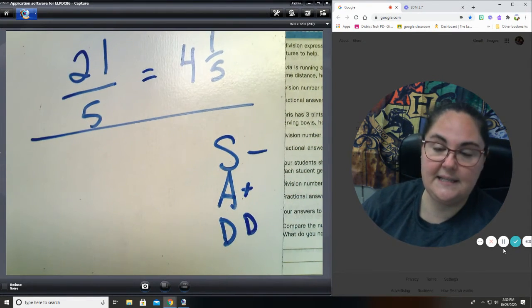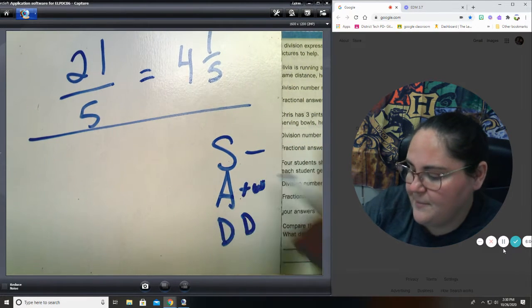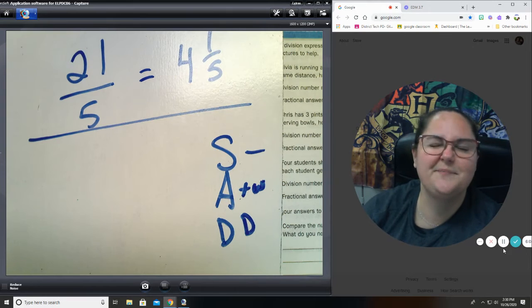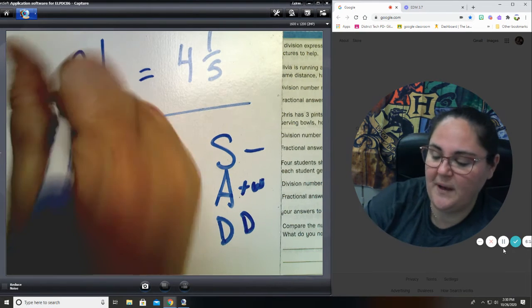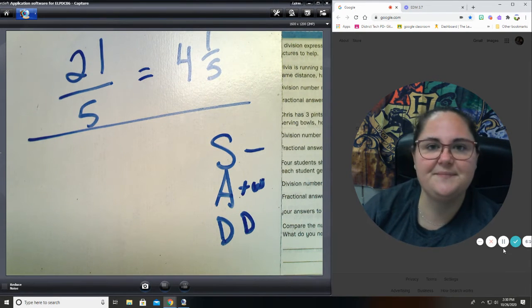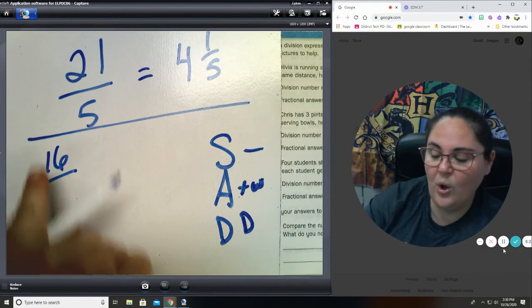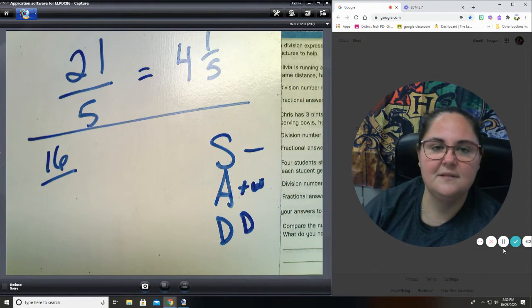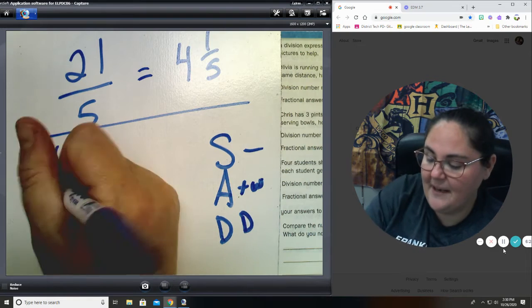What that means is subtract and add a whole. Some people say last year they were SWID. What that means is you're going to subtract these two numbers, 21 minus 5. What's 21 minus 5? 16. Add a whole. Do I have any whole numbers here? Nope. So I'm going to add one whole, and your denominator stays the same.